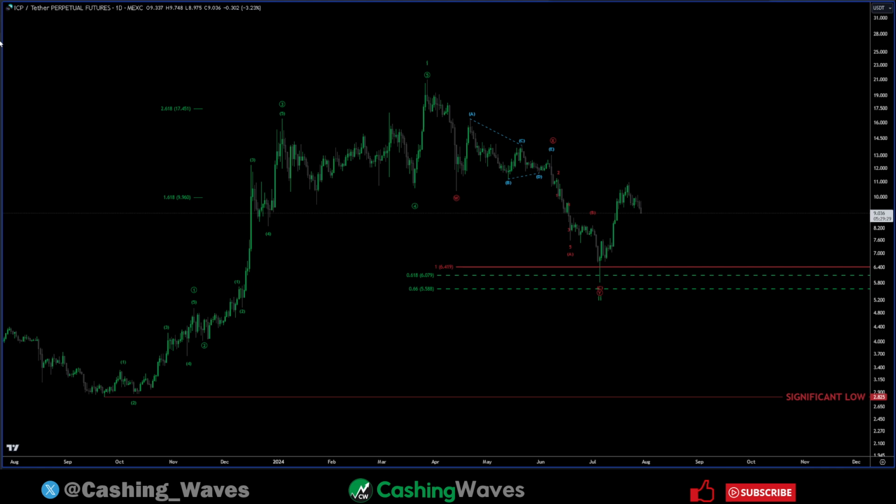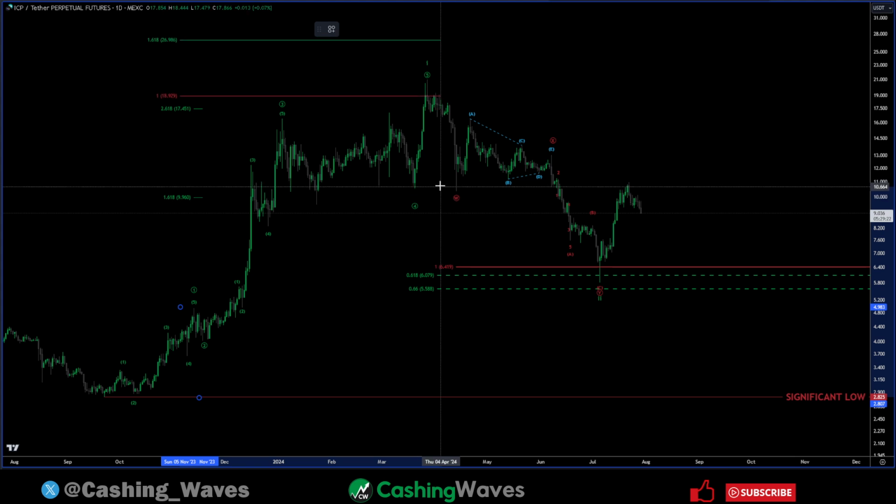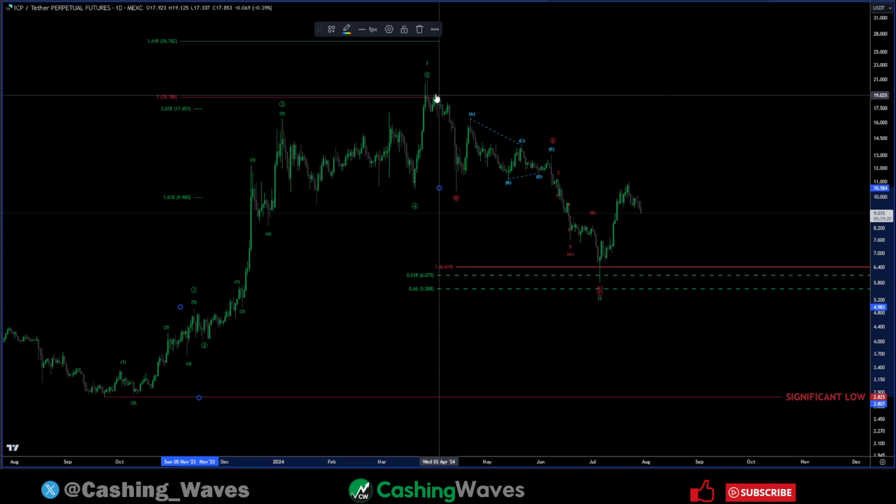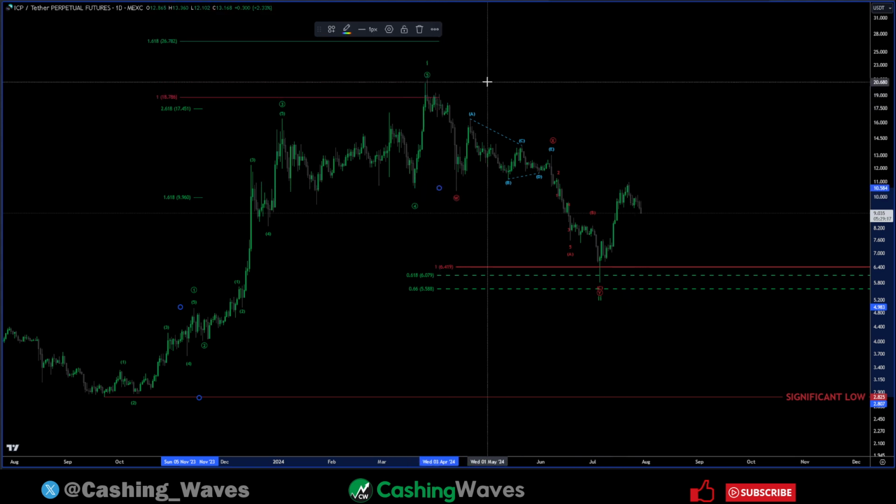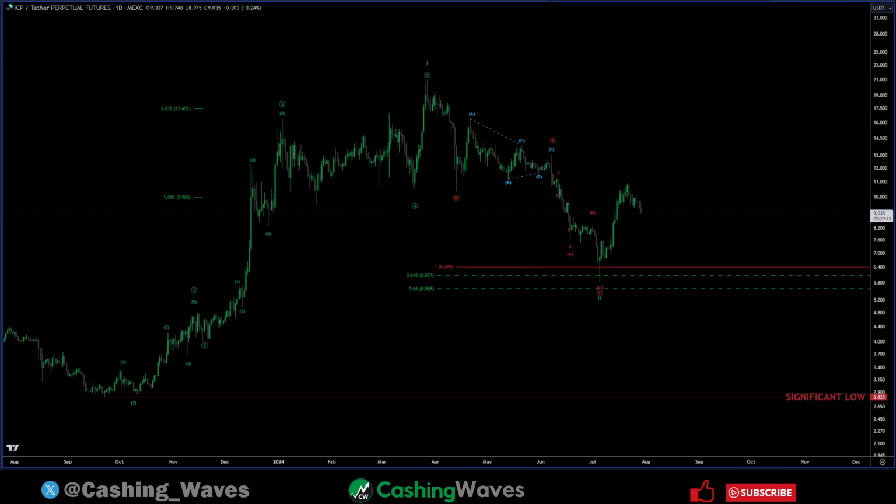So what that means is when we get that, we're only looking for a 1-to-1 of the length of wave 1 off of wave 4, which was right there at 1878.6. You can see we just wicked through that and reversed.